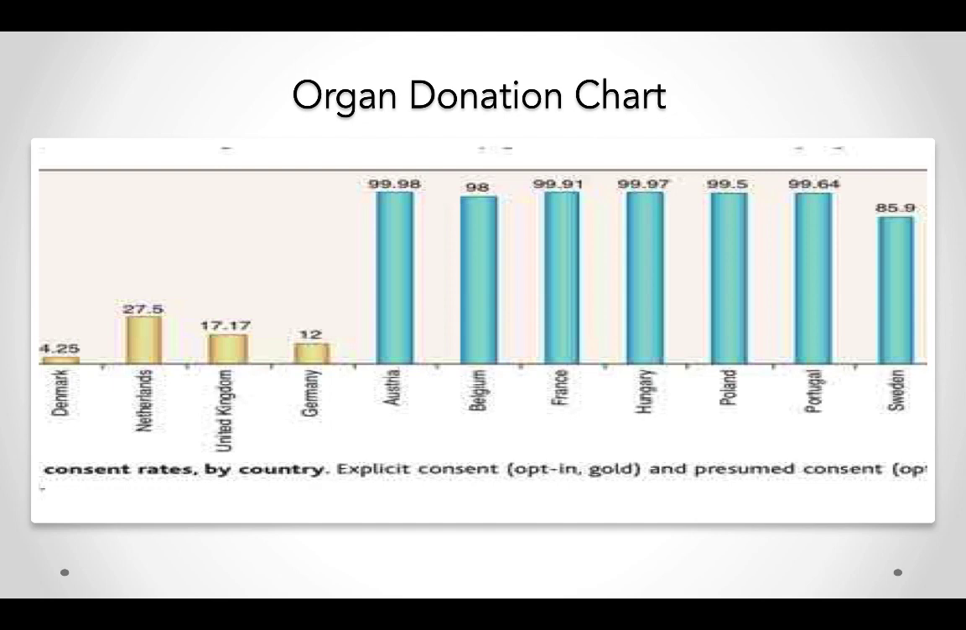So this is an organ donation chart. It ranks countries by what percentage of their population consents to donate organs, right? You can see on the left side we have a few countries, Denmark, Netherlands, United Kingdom, Germany, with a very low organ donation rate. And on the right side, we see a bunch of them with a very high organ donation rate. The question is, why is this happening?